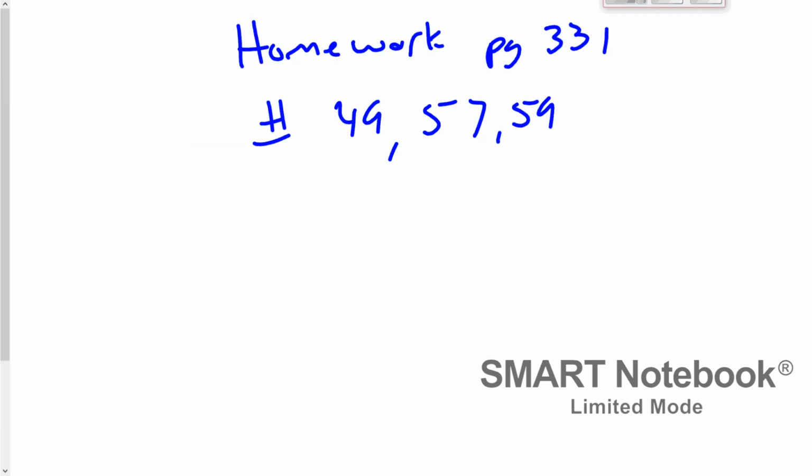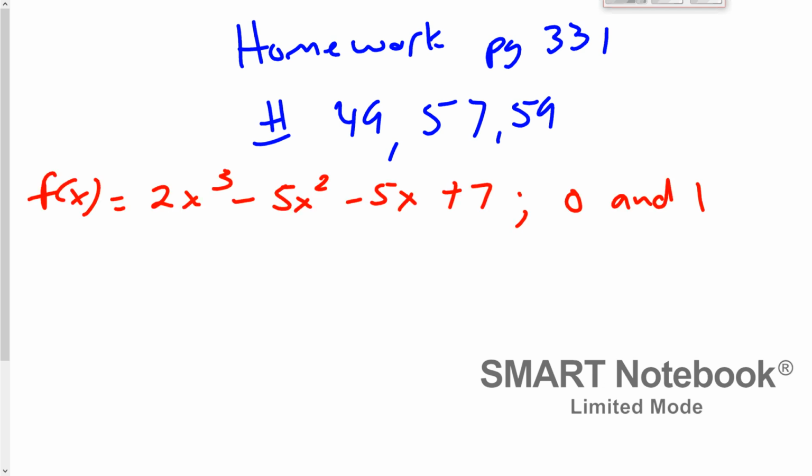Okay, so here's the last part of your homework from this section: page 331, numbers 49, 57, and 59. And then I'll go ahead and do them. Okay, so here's number 49.